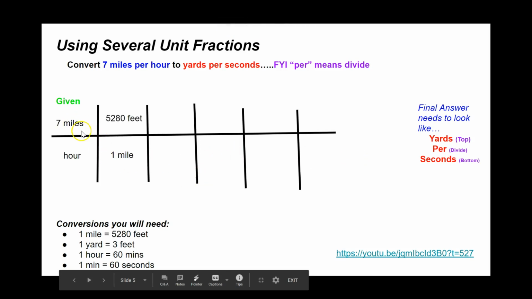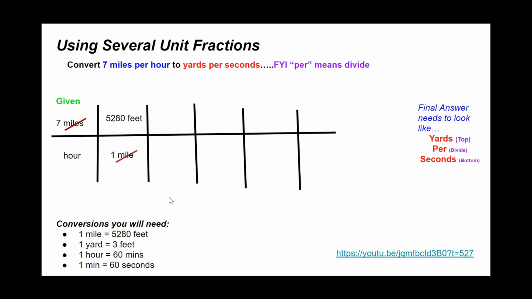So because these are diagonal, those can cancel out. So what am I left with? Feet over hour. Is that what I'm looking for? No. I'm looking for yards over seconds. So I've got to keep going. I've got to get rid of this feet. So guess what goes down here? It would be feet. What goes on top? Yard, because there is a unit conversion, a fraction for these two. So I cross out the feet, and guess what I'm left with now? Yards over hour.